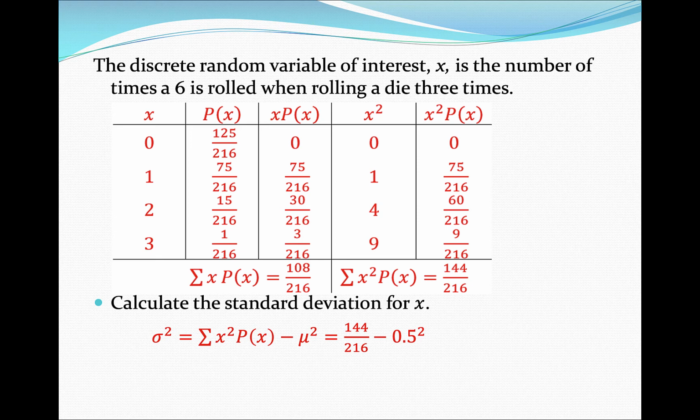Same thing with standard deviation. Sample standard deviation is S. Population standard deviation is sigma. So the sigma squared represents the population variance.